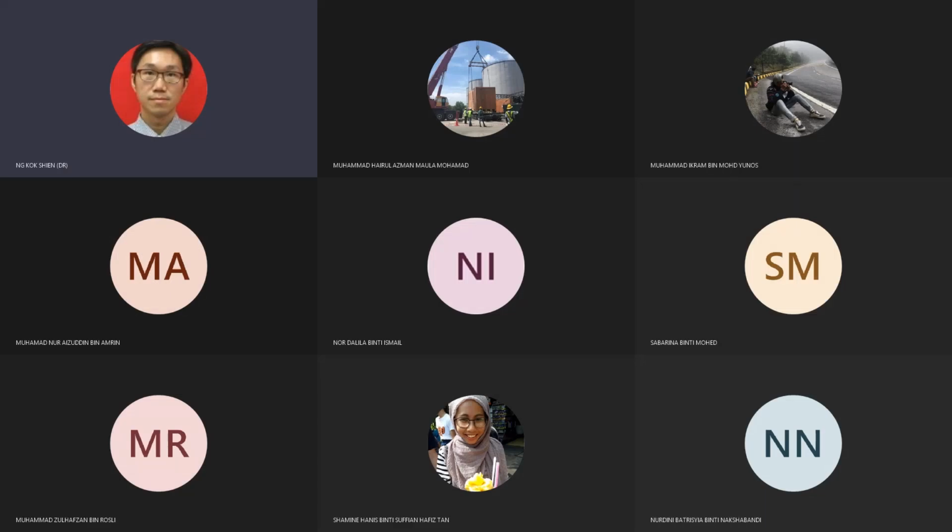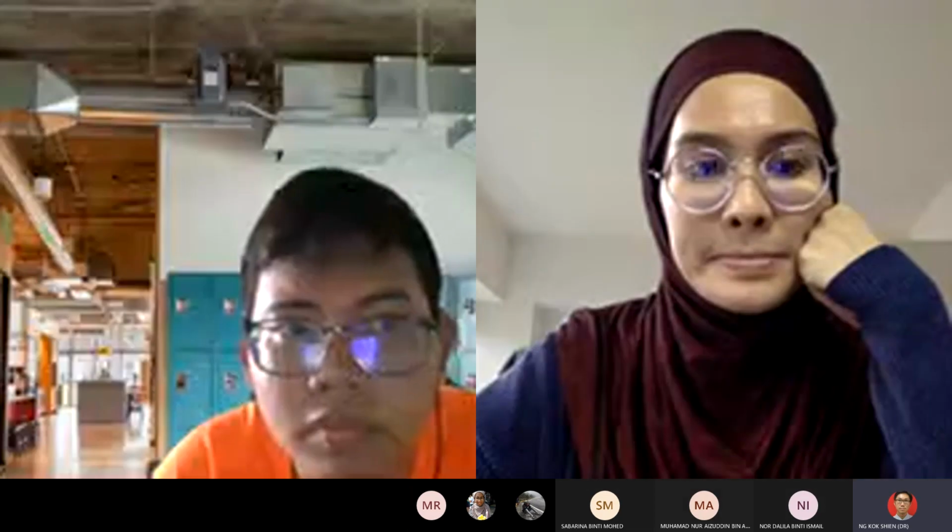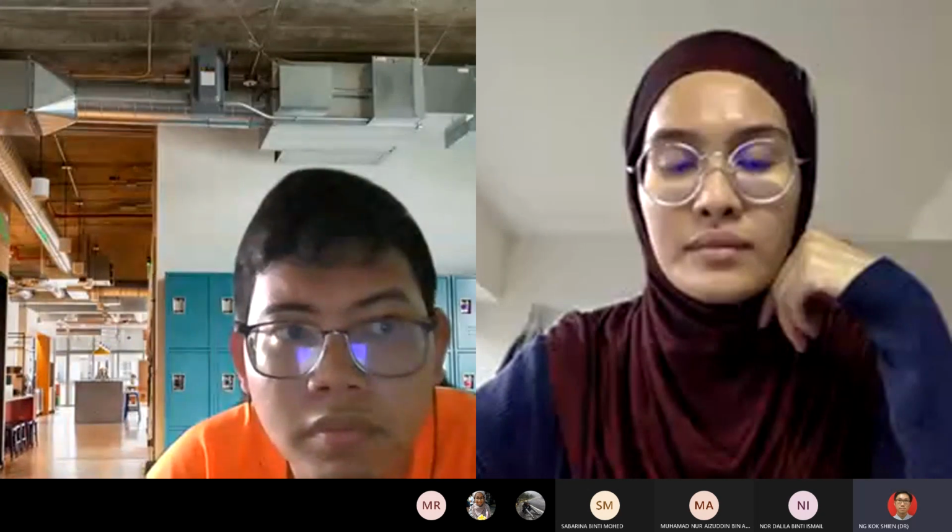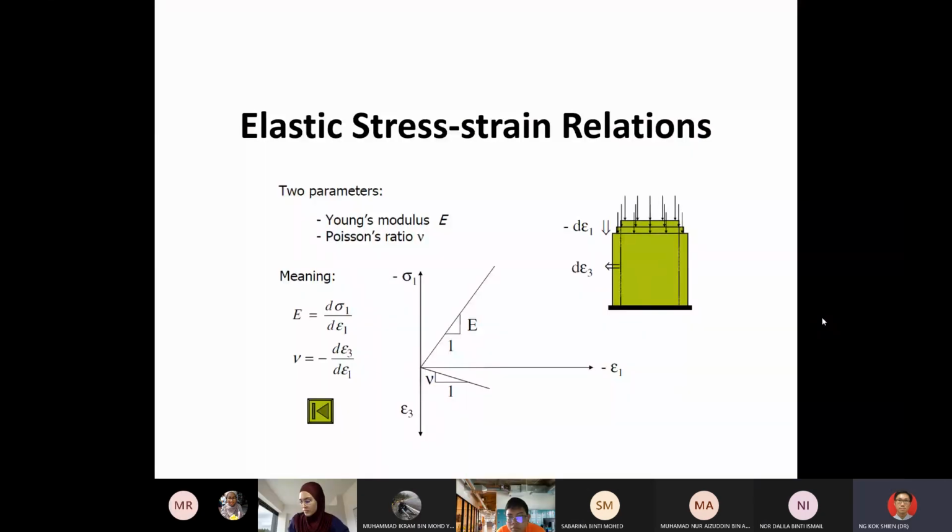Failure and deformation, right? Okay, so you need to differentiate these two. For the failure, normally categorized by using shear strength parameters, and for the deformation, normally we will use the stiffness to describe the behavior. I mean the deformation. Okay.